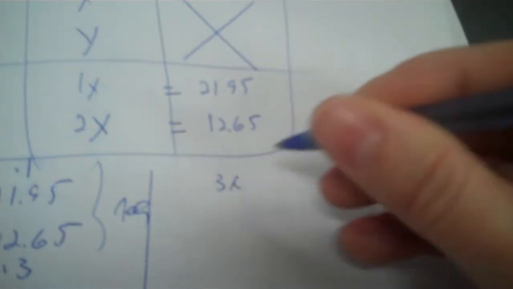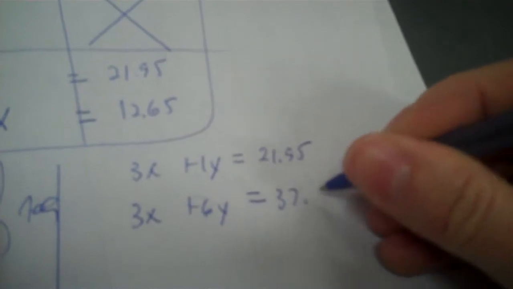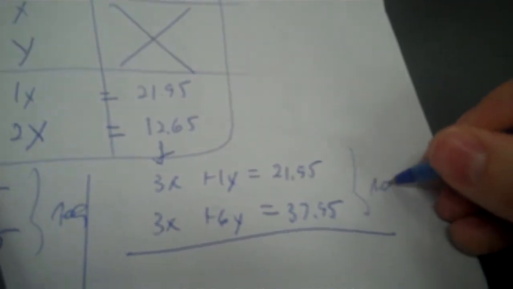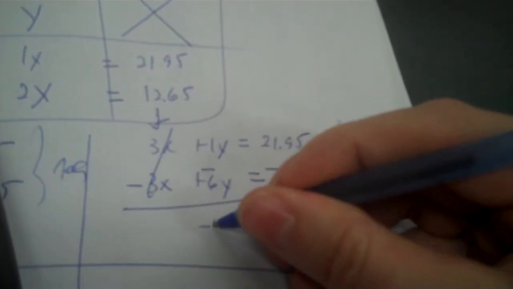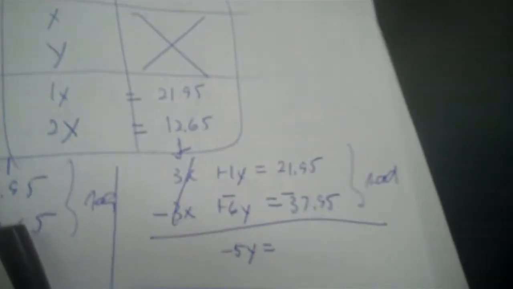So it's going to be 3X plus 1Y equals 21.95. And then the bottom is 3X plus 6Y. 12.65 times 3 is 37.95. Okay, now I got the same thing, but they're not going to add to 0 unless I make that opposite. Now they add to 0. That becomes negative, that's negative. So 1 plus negative 6 is negative 5Y. Then 21.95 plus negative 37.95 is negative 16.